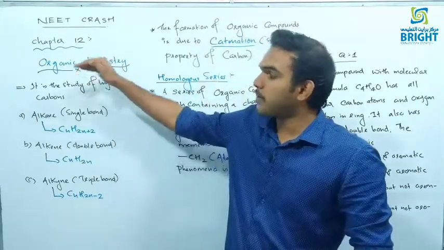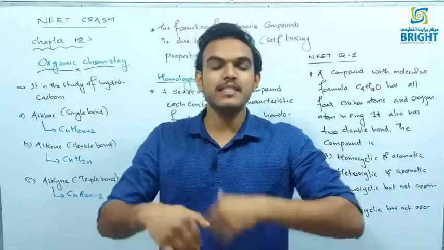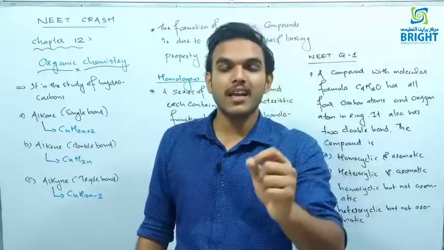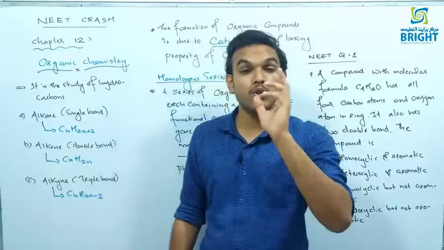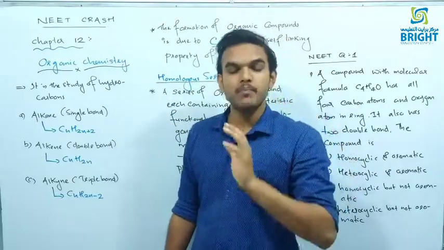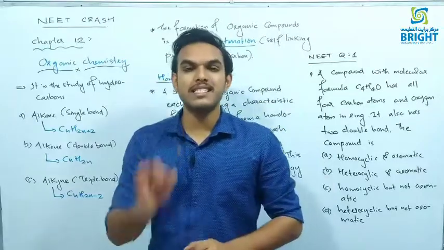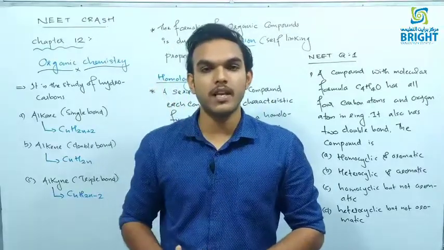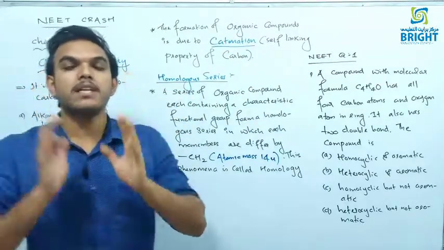So the hydrocarbons or the organic compounds are classified into three: alkanes, alkenes and alkynes. If it is alkane, the equation is CnH2n+2. If it is alkene, the equation is CnH2n. And if it is alkyne, the equation is CnH2n-2. Is that clear? Now see here guys, why are these organic compounds majorly formed?